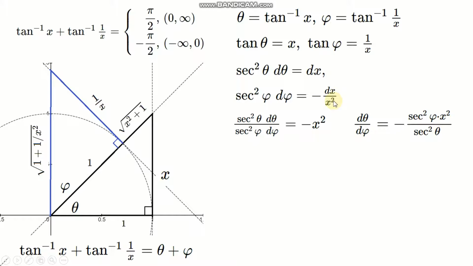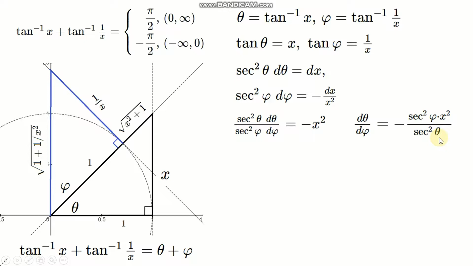Let us divide these both derivatives. The left hand side, secant squared theta d theta over secant squared phi bar d phi bar, and the right hand side, since dx is the same, we cancel, and the x squared becomes the numerator, so the right hand side becomes negative x squared. Now we rearrange, we have d theta over d phi bar equals negative secant squared phi bar x squared over secant squared theta.